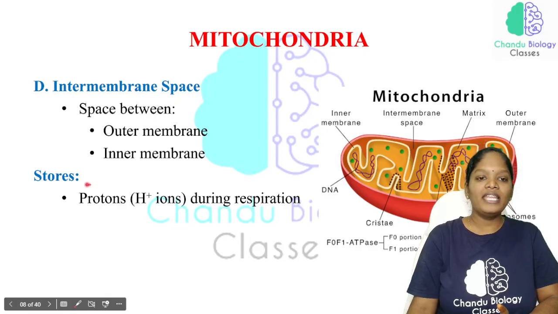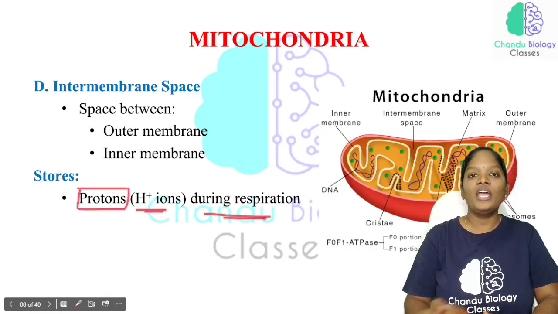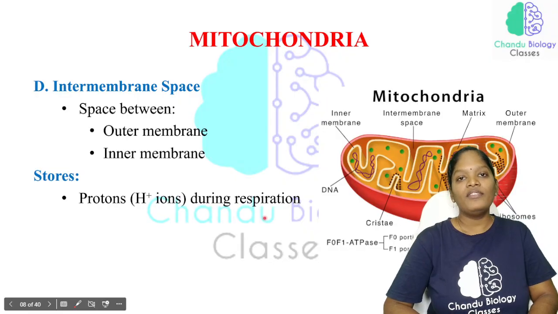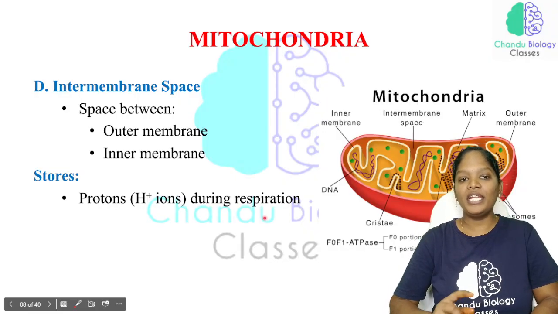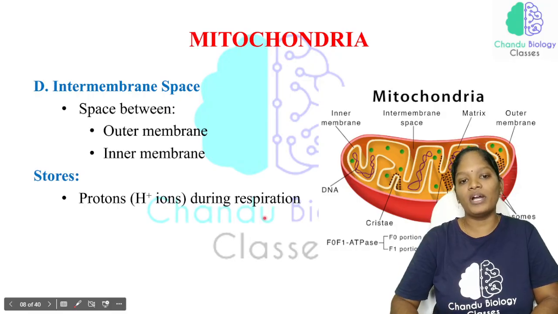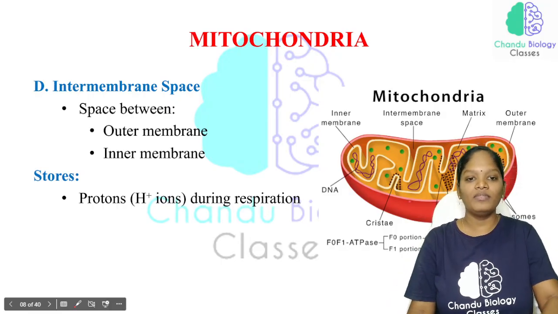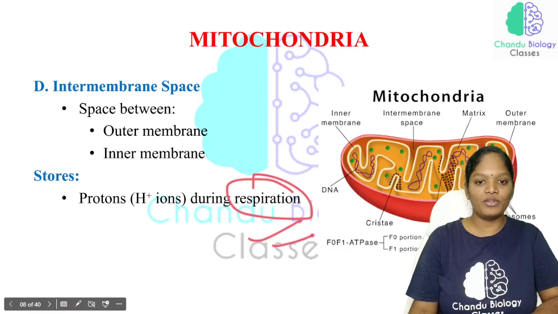Now see here what this intermembrane space contains. They are having protons, that is H plus ions, during respiration. During the respiration process, all the protons will be accumulated, stored in the intermembrane space. So this H plus is the one which is creating a proton gradient in the inner membrane at the time of the respiration process, right?